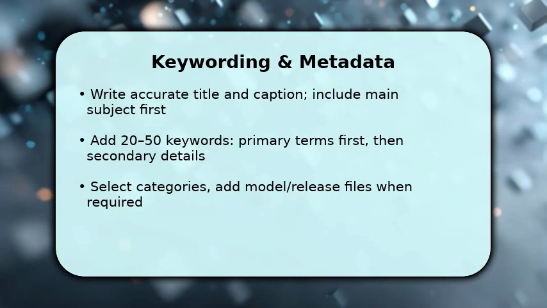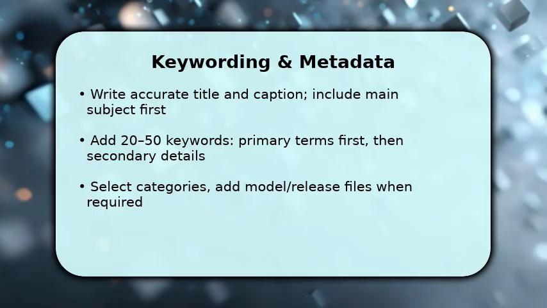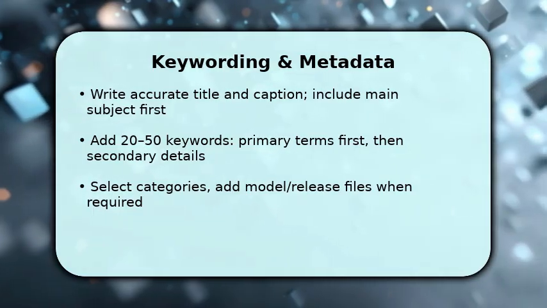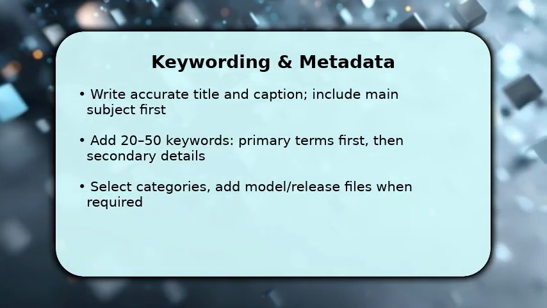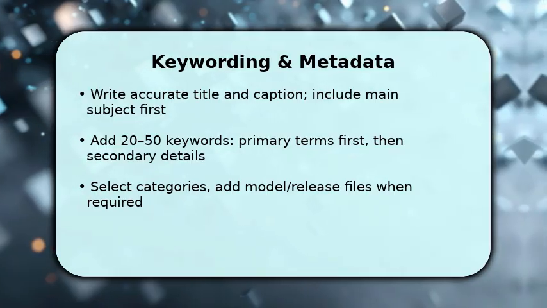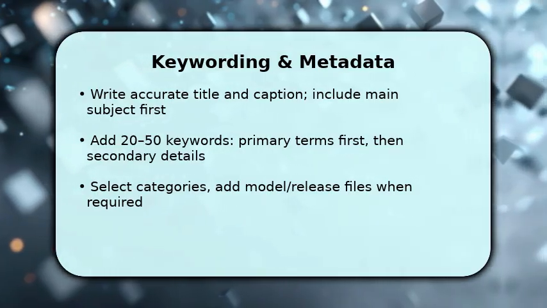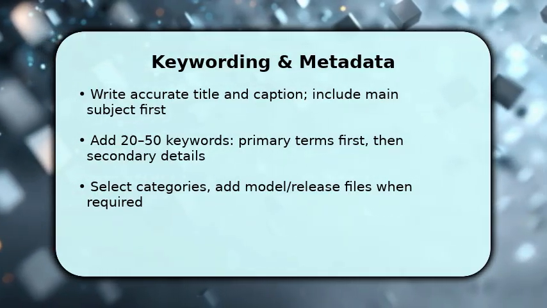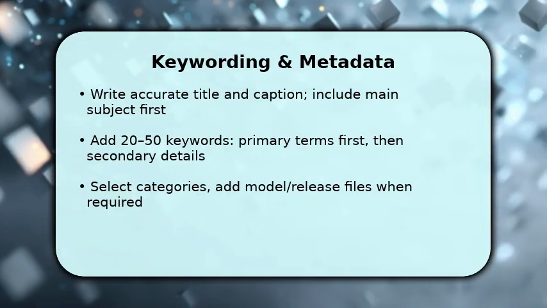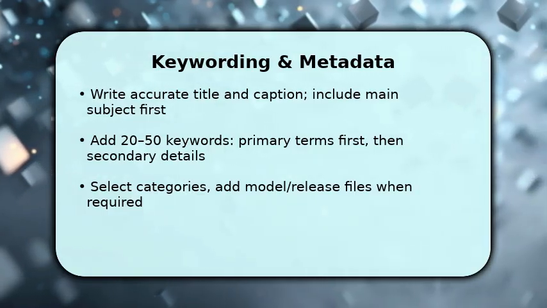Now focus on keywording and metadata. You want searchers to find your work. Start with a clear, keyword-rich title that names the primary subject, then expand the caption to explain context. Next, add 20 to 50 relevant keywords. Place the strongest, most specific terms first and add broader terms later.